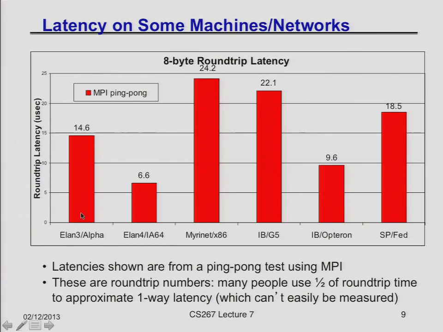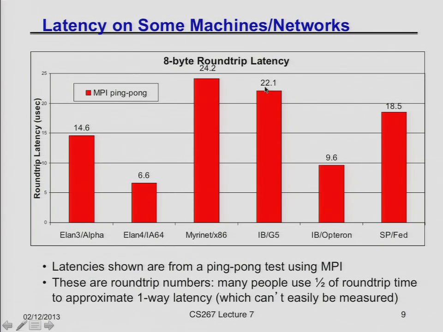So let's go look at some data. This is old data now, I have to admit. And so these are a bunch of different machines. And it shows you both whose network and whose processor. So IB is InfiniBand. That's a commercial network that has newer versions. This is InfiniBand attached to a G5 processor, InfiniBand attached to an Opteron. They get different speeds, and the vertical axis is the round-trip latency.